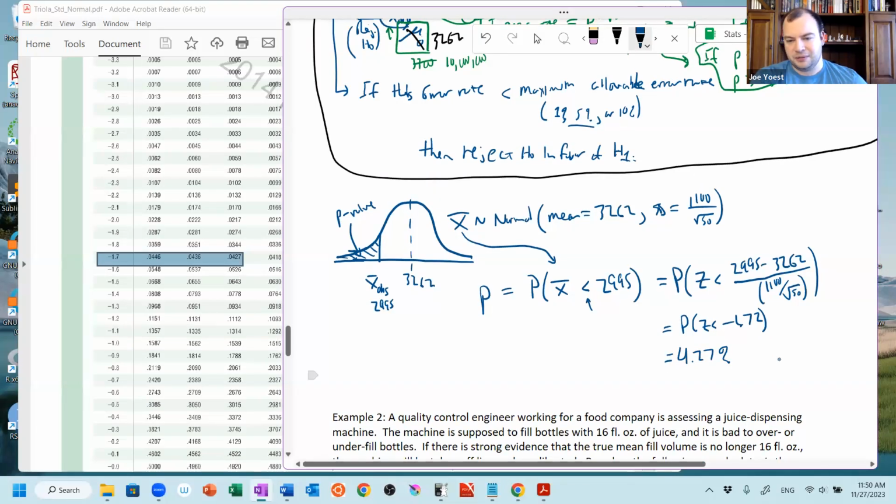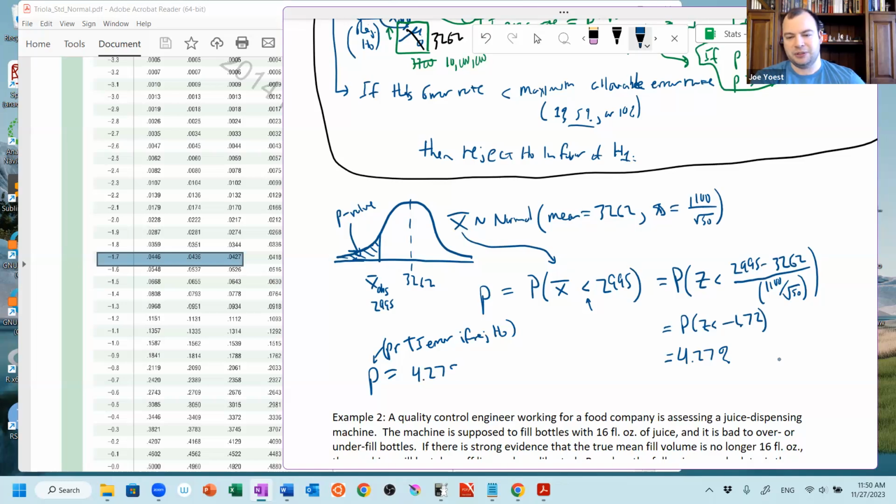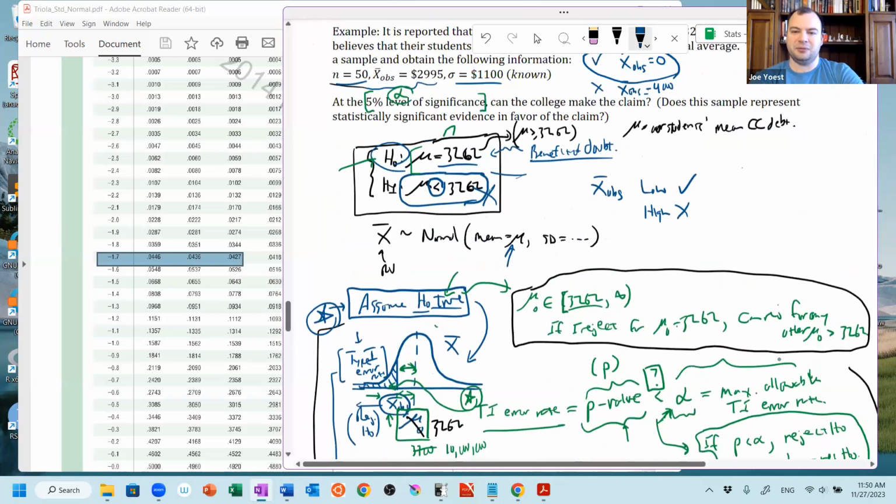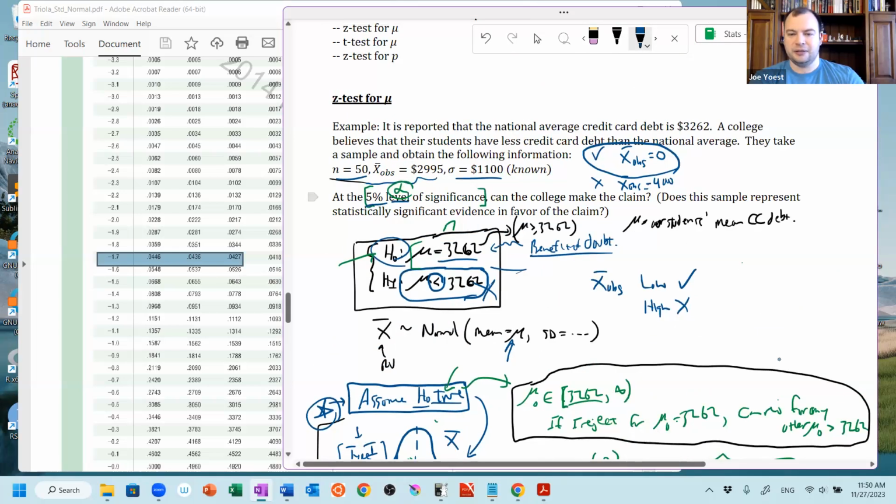So what do I see? I see that the p-value, the probability of a type 1 error if we reject H naught, is 4.27%. This is indeed less than 5%, which is alpha, our maximum allowable error rate given in the problem. You have to be given that, right? That's not something that comes out of the math. That's something that somebody says in our industry or our field or whatever. We use alpha equals 5%, something like that.